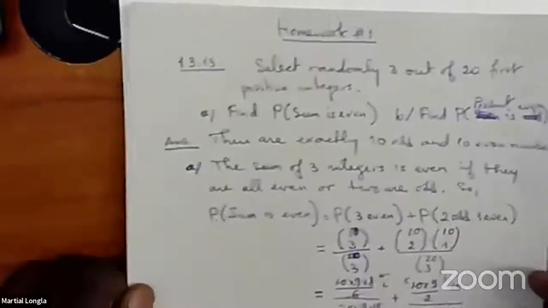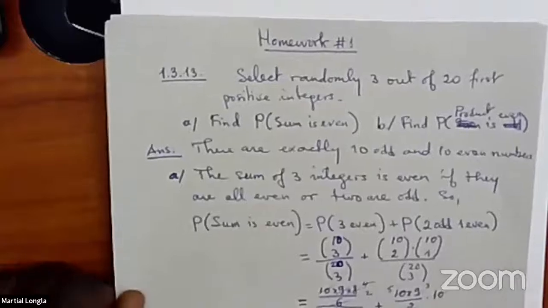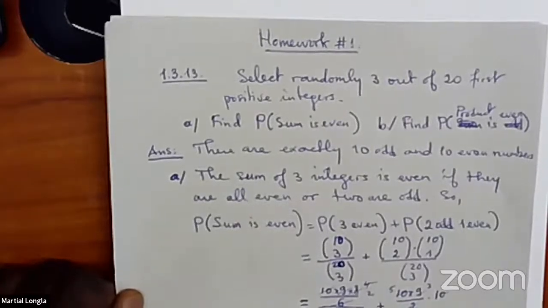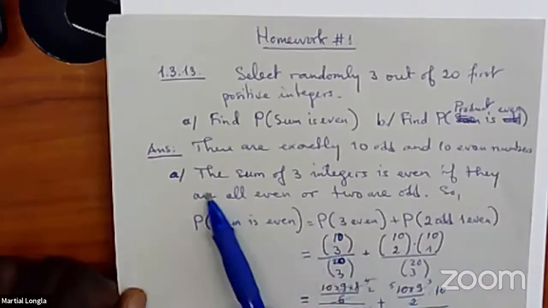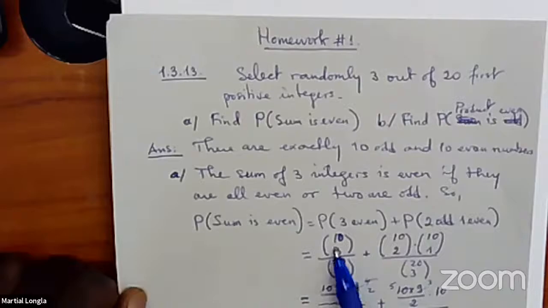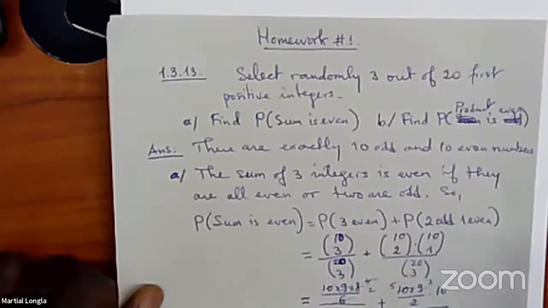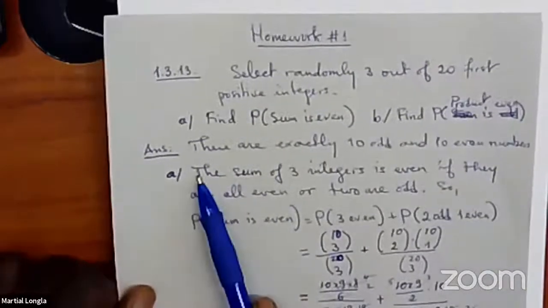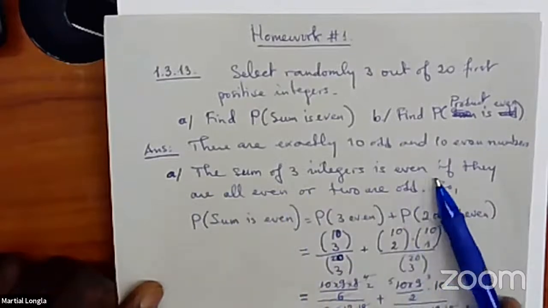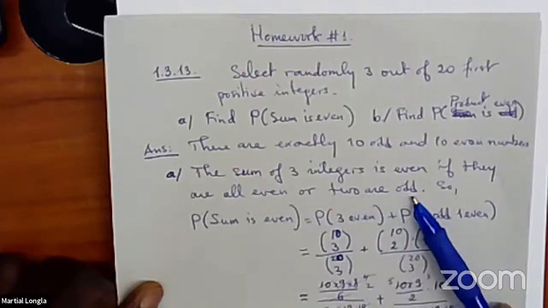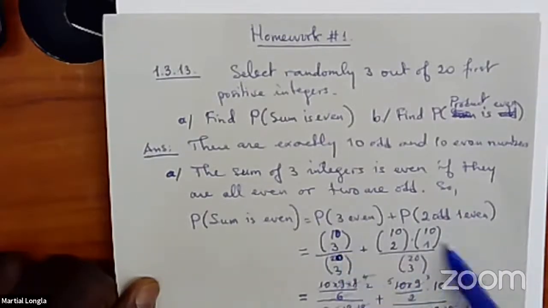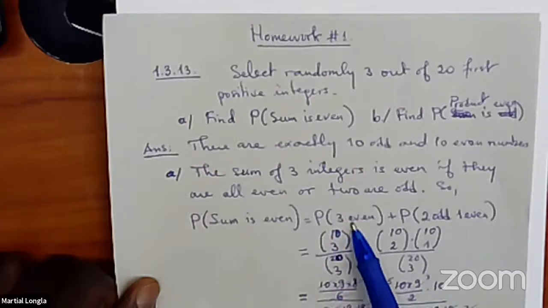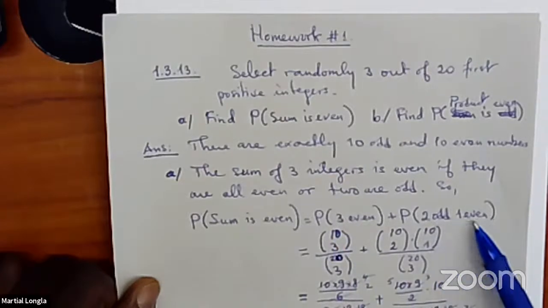I think in problem number 1, everybody was okay. The only thing that I expect to see is that you explain in words actually how you're getting the formula. For example, for A, you say the sum of 3 integers is even if they are all even, or 2 are odd and the other one is even. You explain that before you start writing the formula, or you write probability of 3 even plus probability of 2 odds and 1 even. That it is clear why you're writing this.